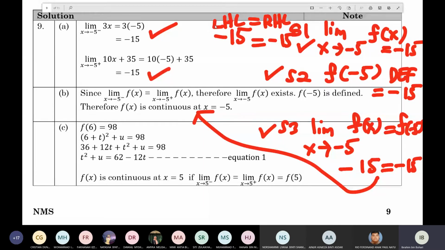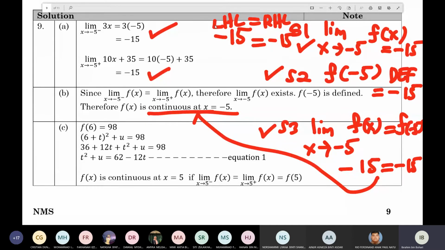Dia tiga step ni kena okay ya. Step 1 limit exists okay. Step 2 f(-5) defined okay. Step 3 you compare the limit with the f(-5). Kalau tiga tu okay, and then conclusion here, f(x) is continuous at x equals -5. Yeah.